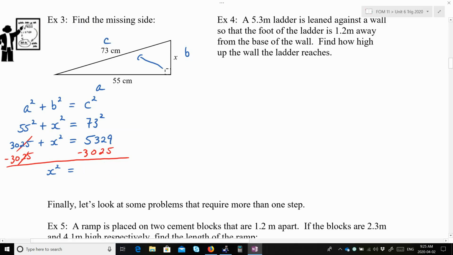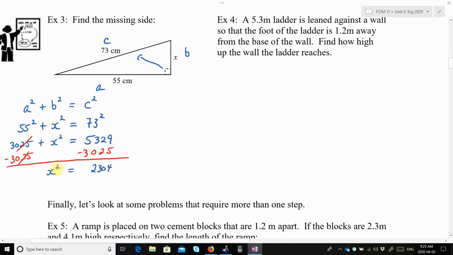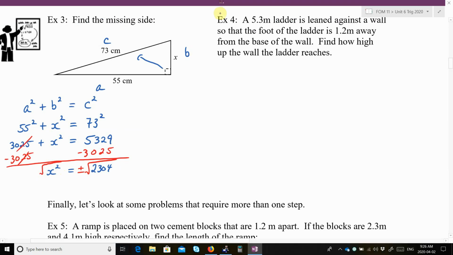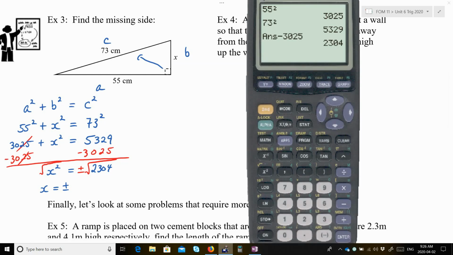And I'm just going to move this over to the right a little bit, because at this point, how do you get x by itself when it's being x squared? You have to square root both sides. So we square root both sides, put the plus or minus, and we end up getting x equals plus or minus the square root of 2304. Press equals, hey, 48.